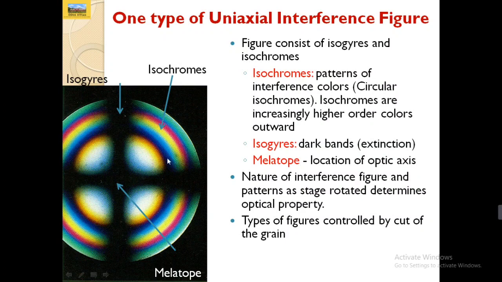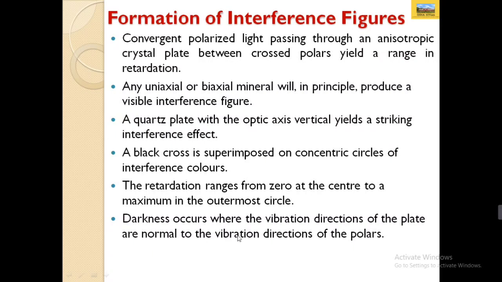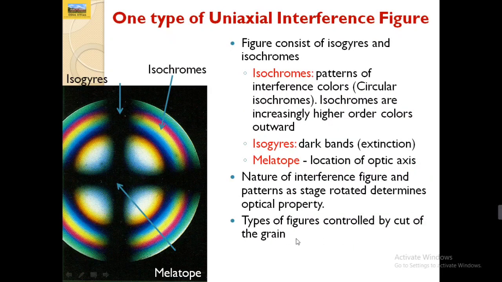In this case, isochromes are patterns of interference color, circular isochromes. Isochromes are increasingly higher order color outward. From inward to outward, it increases its order. Similarly, isogyre, this is the dark band extension. These are the dark band extensions which are perpendicular, in this case normal, to the vibration direction of polars. Now melatope is the location of the optic axis where no double refraction takes place, that is, darkness occurs.